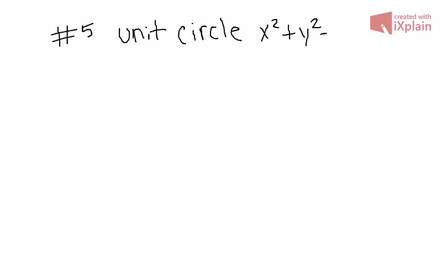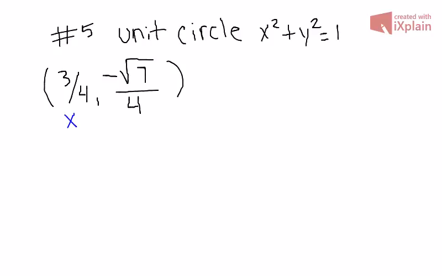Alright, so we'll get going here on number 5. We basically want to see if this thing is on the unit circle. Well, we have an equation for the unit circle, and that equation is x squared plus y squared equals 1. This thing is a circle, and it is 1 unit in every direction, so the radius is just 1. So we're wanting to check if this point is on the unit circle.